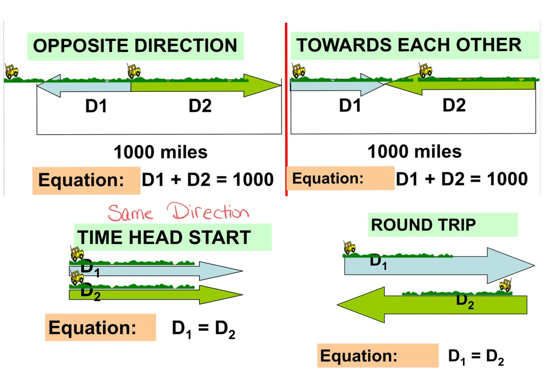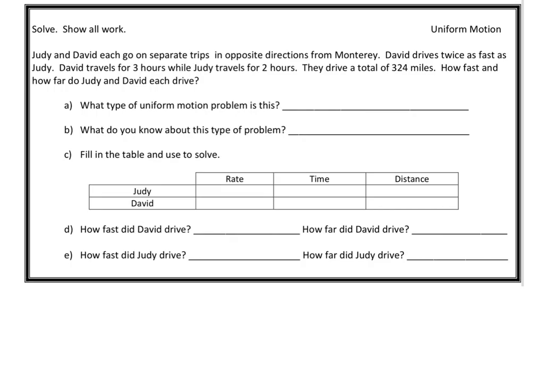And so when you start these problems, the first question that's going to come to mind is, what type of problem do I have? Do I have an opposite direction or towards each other? I know I'm going to end up adding some directions, adding some distances. Am I catching up with someone or am I doing a round trip? Those will equal each other. All right, so let's look at your handout.